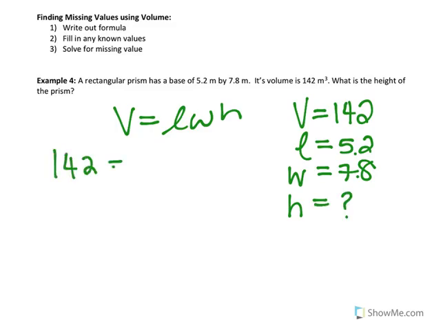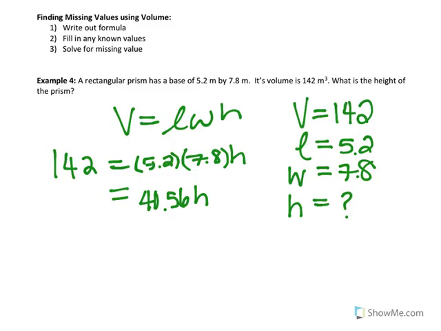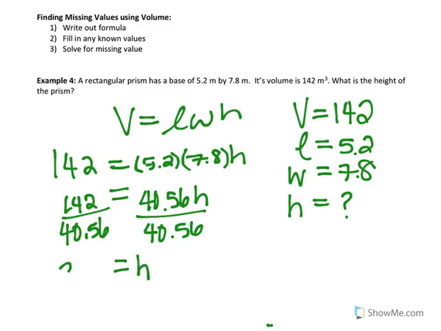So we have 142 equals 5.2 times 7.8 times H. I'm going to simplify and do 5.2 times 7.8. I'm going to get 40.56. So we have 142 equals 40.56 h. Now to get h by itself, I'm going to divide by 40.56. So I should get my height to turn out to be 3.5.